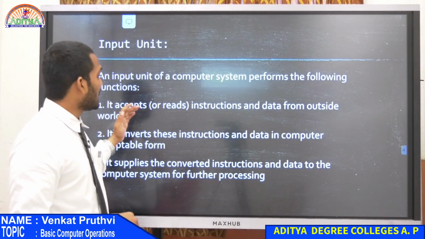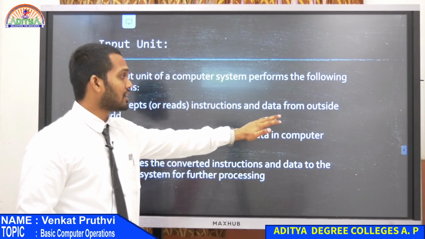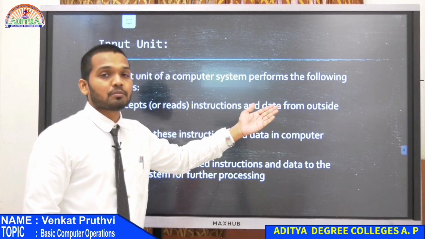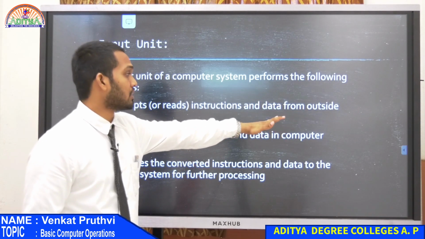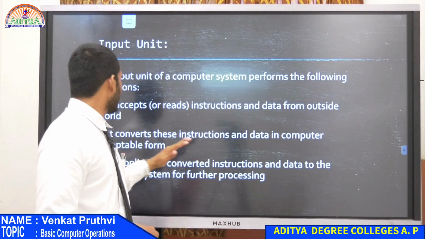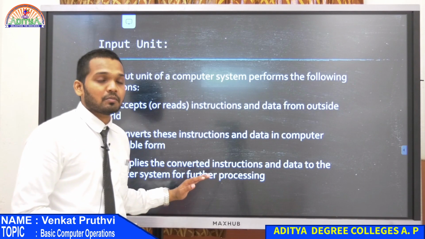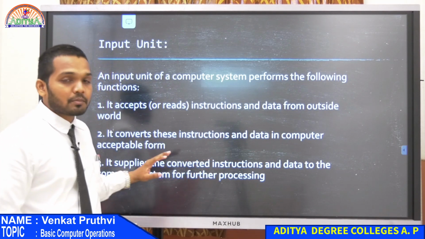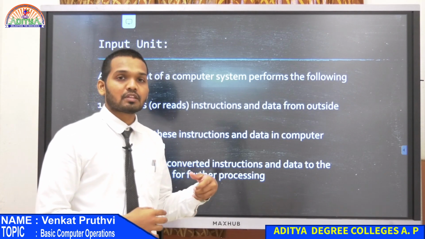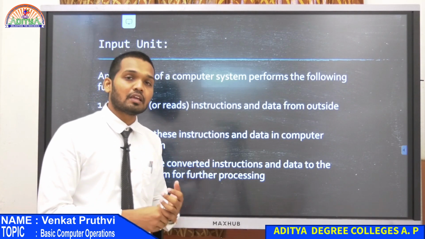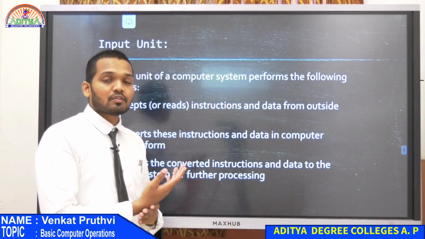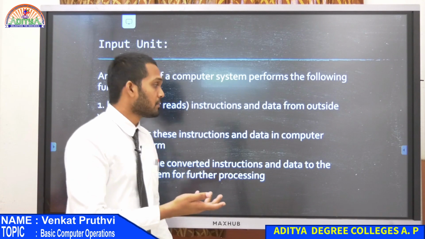So, the input unit accepts or reads instructions and data. Data might be anything. It might be your programs, or any user input that you want to give externally to the computer from the outside world. Then it converts these instructions and data into a computer acceptable form. What do you mean by computer acceptable form here? The computer doesn't understand English or any other language that you desire to give the input in.